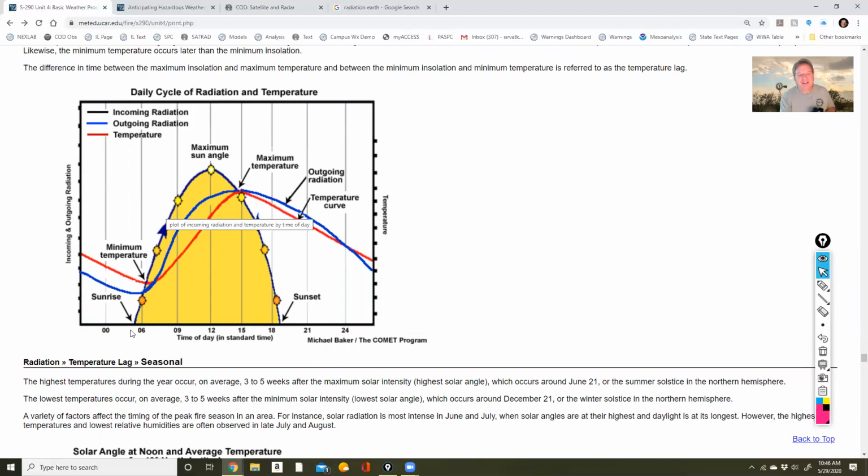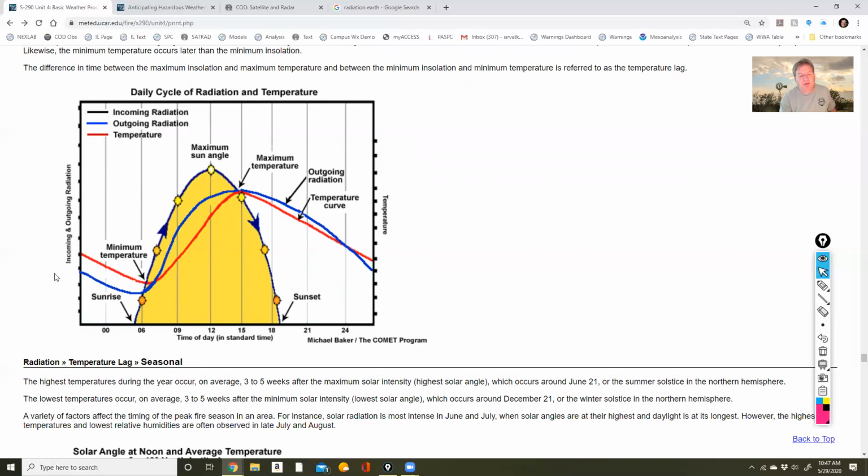So the first thing is, this is sunrise to sunset. So this dark blue here, this angle here, tells me how much energy I'm getting from the sun. So when do I get the most energy? When the sun is most directly overhead. When is the sun most directly overhead? Noon. Halfway between sunrise and sunset.